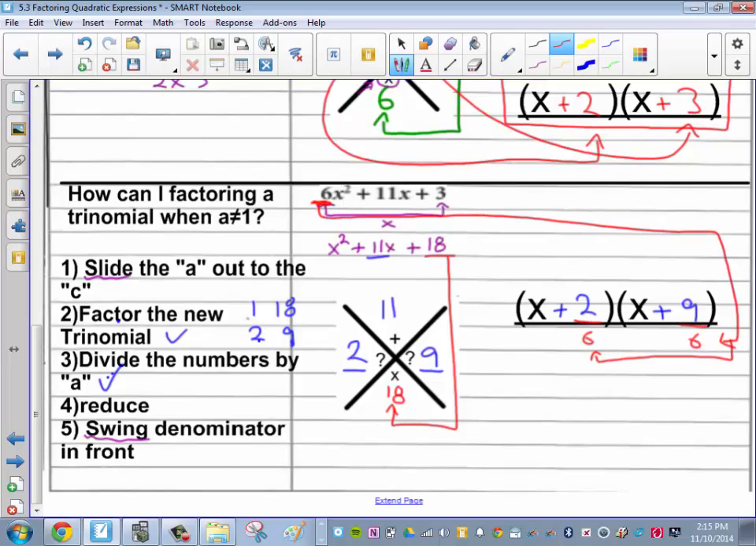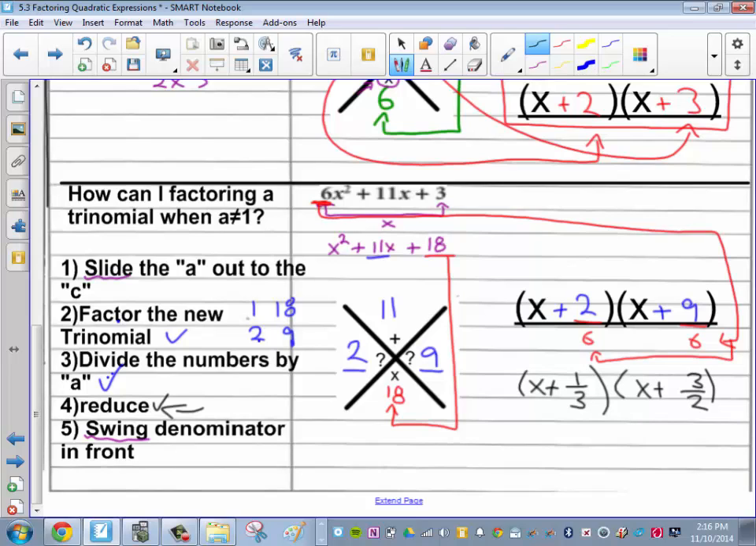So let's rewrite it now with it divided by 6. I got x plus 2 over 6. Let's simplify it, reduce it down. That's the next step. Reduce. So what's 2 divided by 6? 1 over 3. And what's 9 divided by 6? That is x plus 3 over 2. So now we got them as fractions.